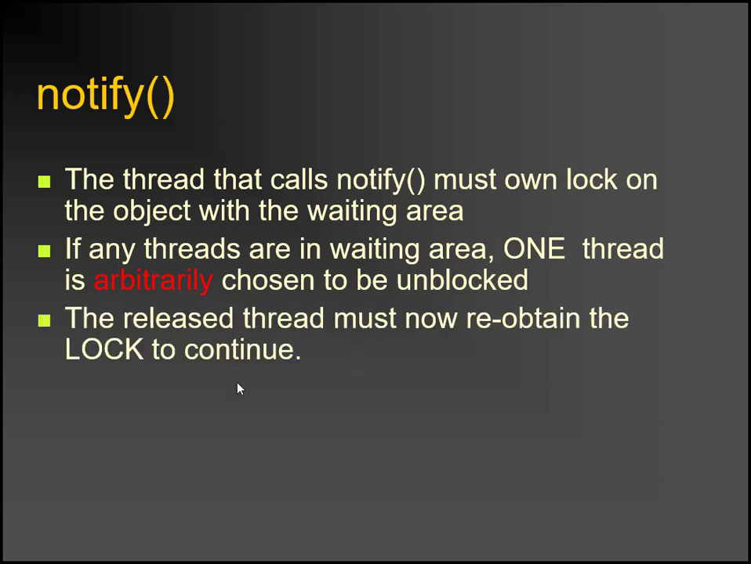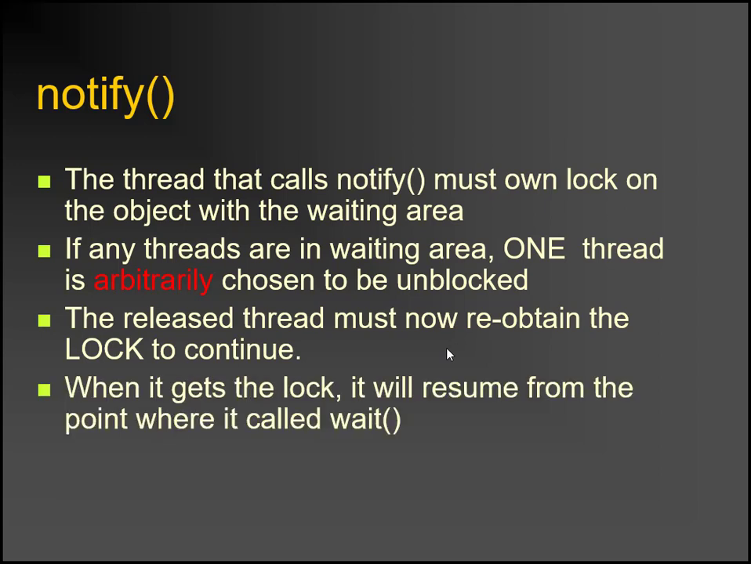Now, the released thread is sort of floating around in the thread space, and in order to do any work, it's got to re-obtain the lock. So when the thread calls wait, it owns the lock, it goes in the waiting area, it then needs to hang around for someone to call notify, and then gets released, but it's got to reacquire the lock. And when it gets the lock, it will resume from the point where it called wait in its code.